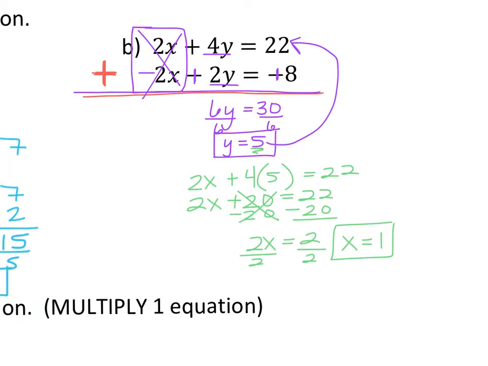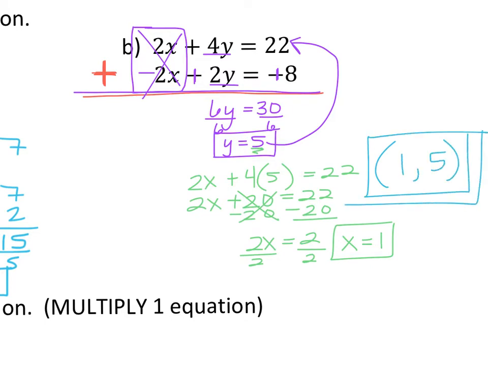So you have your x value and your y value. Your answer is the point where x is 1 and y is 5. So that would be your answer. That's the basics of elimination.